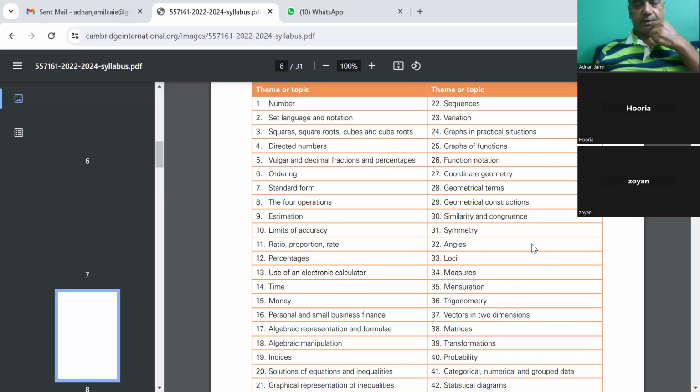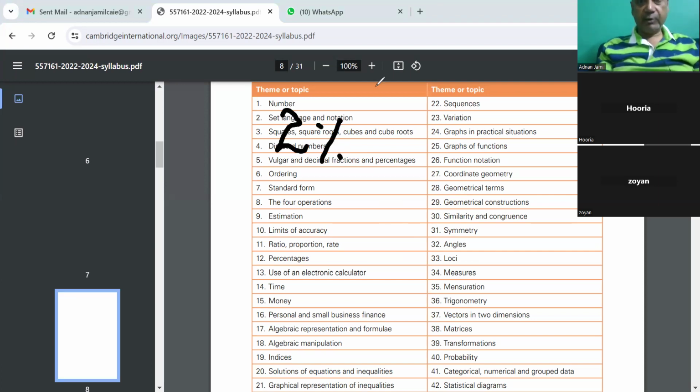You can see that this is your math syllabus for 4024, and there are a total of 42 topics. The first one is numbers. So we do a quick recap. In numbers, you should know how to convert percentages into decimals or fractions. Then decimals: if the value is given in decimals, what should I do? It's a common thing, very easy, but still we have to know it.